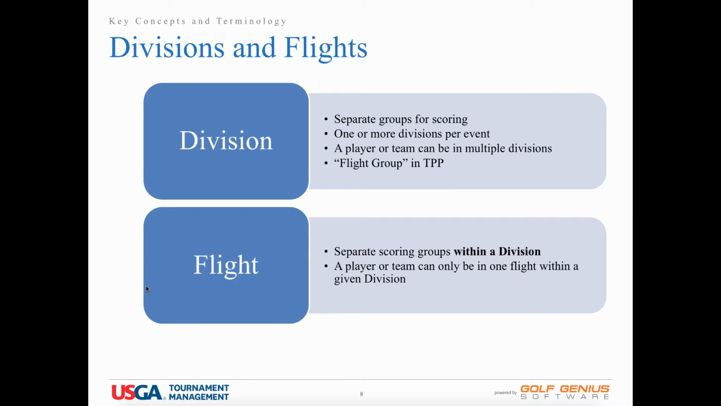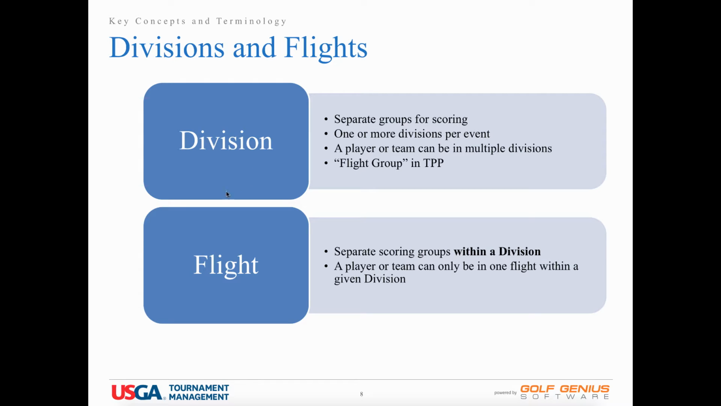Moving on to some other terminology differences, we have divisions and flights. Now this is a pretty basic concept for most people, but just to make sure everyone's on the same page, I want to go through them. We have divisions, which is a way to separate groups of players to score them separately. Now a player or a team can be a part of one or more divisions, and there can be one or more divisions within an event. The equivalent terminology in TPP for a division was flight group.